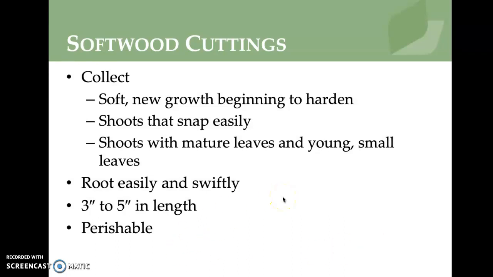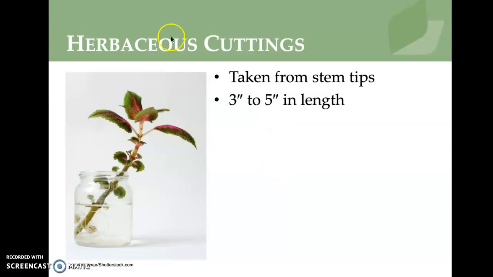For collecting them, you should have soft new growth beginning to harden. Shoots should snap easily. Shoots with mature leaves and young small leaves is what you're looking for. They will root easily and swiftly. Should be 3 to 5 inches in length, and they are perishable, meaning they're not going to last very long. This is a herbaceous cutting.